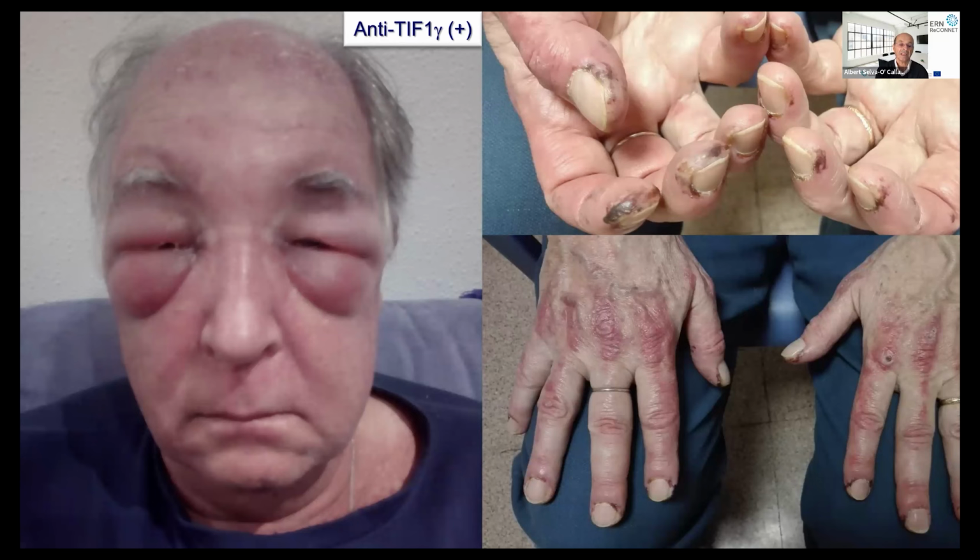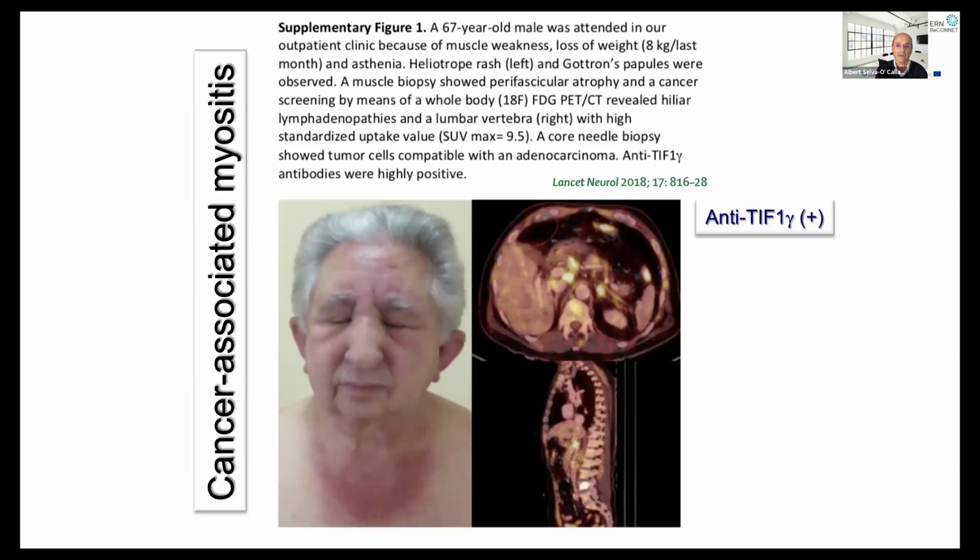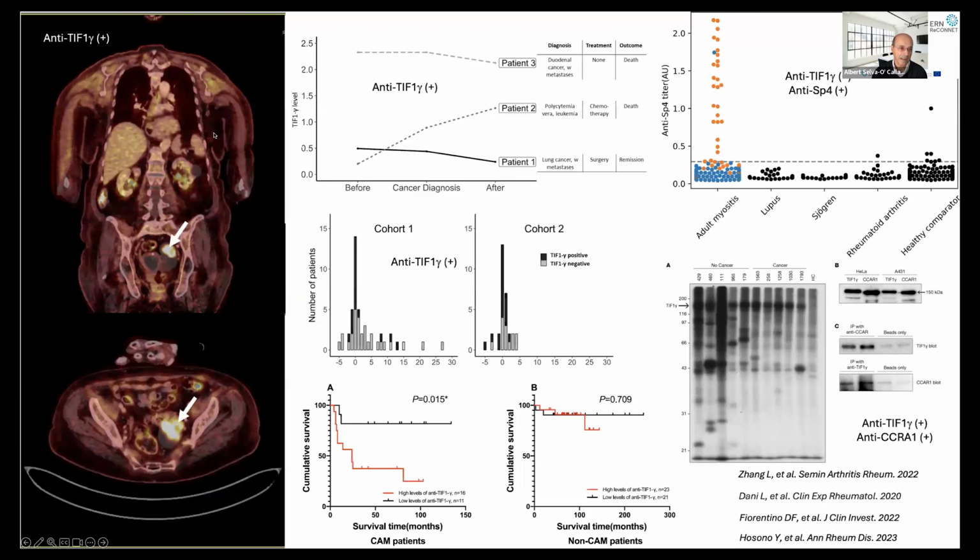So it's very important just to reduce the worries of the parents whose son or girl is affected with TIF1 gamma. This patient here, you can see this heliotrope rash and Gottron papules 2.5 years after development of dermatomyositis, and urinary bladder cancer appears. This is another case with a gastric adenocarcinoma and positive to anti-TIF1 gamma. And this is an elderly woman with an ovarian cancer.